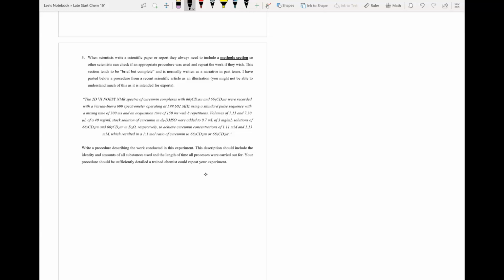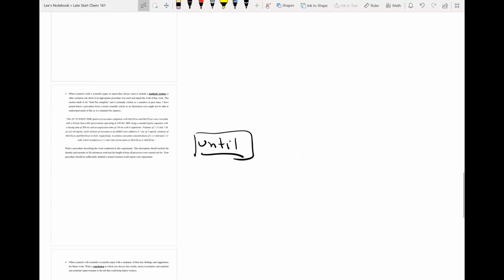And then the other thing is that it's important that you include all amounts and identities of substances, and also the length of time that you carry things out for. Now, the length of time doesn't have to be so many hours and so many minutes. It can be "until"; things were mixed until they were at a consistency of something or other, right? So it doesn't have to be a measure in hours and minutes when you're talking about time.